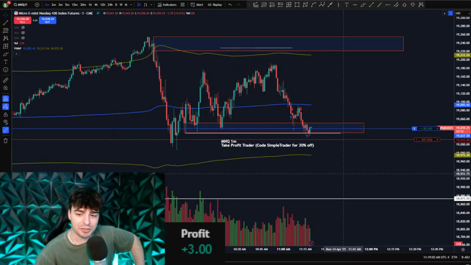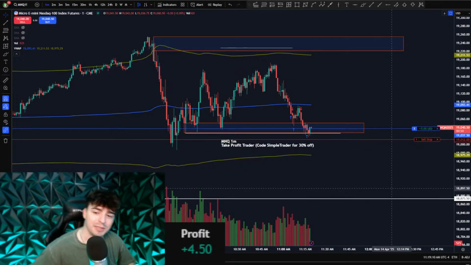See, my entry is not good here. This is why entry is so important because if I got in lower here, I could probably just go to break even and be done with it. But my entry's right in the middle of this, so it could just chop around here and stop me out. So we'll see.